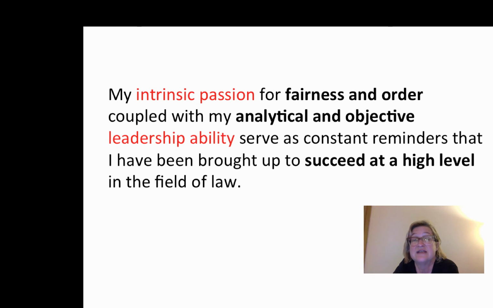First of all, this person is establishing an interest in fairness and order, which of course is important in a rule-based system like the legal system. An analytical and objective personality, which if you've got to interpret a lot of information and data, particularly examining reams of case law, that's going to be an important personal quality. And finally, the fact that this is someone who is expected to succeed at a high level indicates a competitive personality that would be appropriate for the field of law.